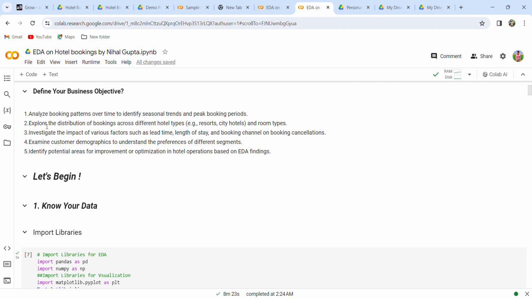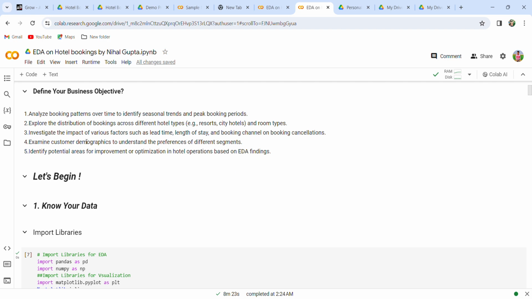Define your business outlook. Analyze booking patterns over time to identify seasonal trends and peak booking periods. It means that we have to analyze when the booking period is at peak and when the bookings are coming in less, exploring the distribution of bookings across different hotel types, for example resort and city. So here we have two examples, one of them is a resort and one of them is a city hotel, so we can analyze both of them.